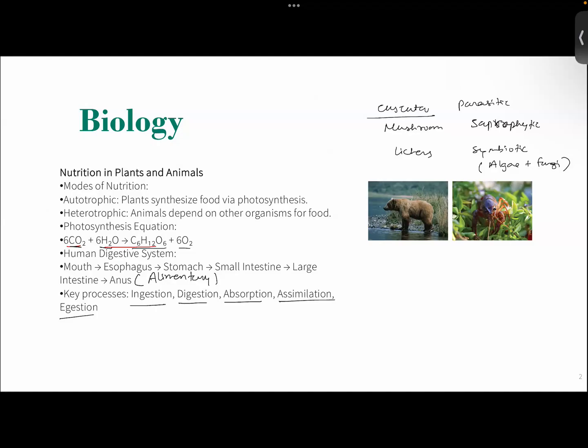So we learned that in the case of animals, nutrition is completed in these steps: ingestion, digestion, absorption, assimilation, and then egestion or excretion. Right. Then we have learned that the digestive system in humans is made up of basically the alimentary canal, which contains mouth, esophagus, stomach, small intestine, large intestine, and then the anus. Also, we have learned that there are different special substances secreted called enzymes.